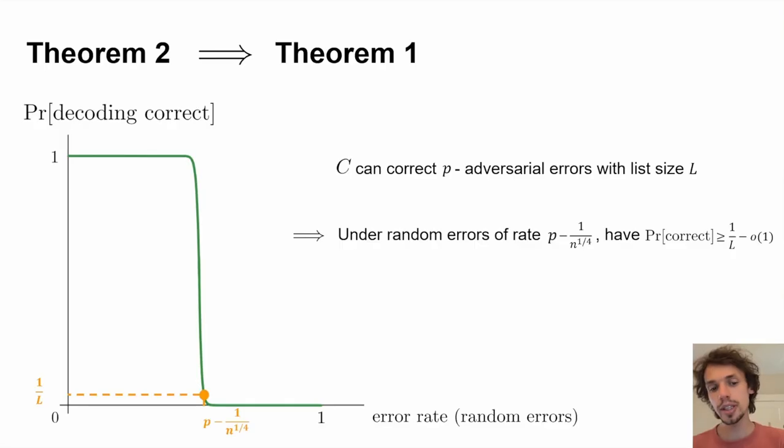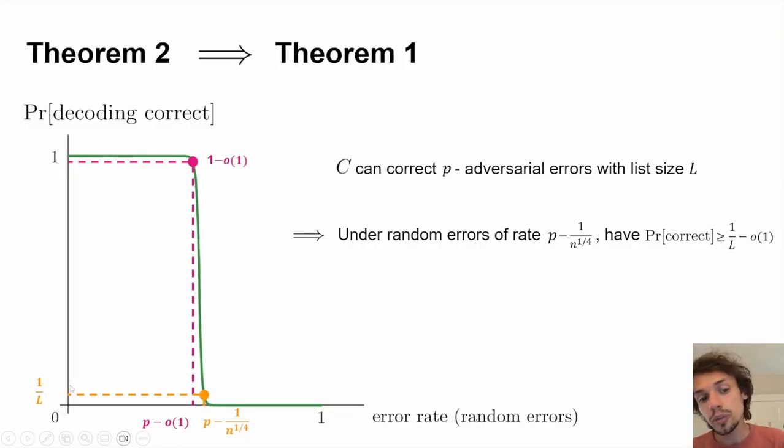Okay, so what we've proven is that there is some p minus little o of 1 for which our success probability is at least 1 over L. And now what we'll want to do, of course, is just apply theorem 2, which was that the success probability has a sharp transition. So as long as 1 over L is not too small, then the sharp transition is going to kick in, and so I'll be able to reduce the error rate by just a little bit and boost my success probability all the way to 1 minus little o of 1.